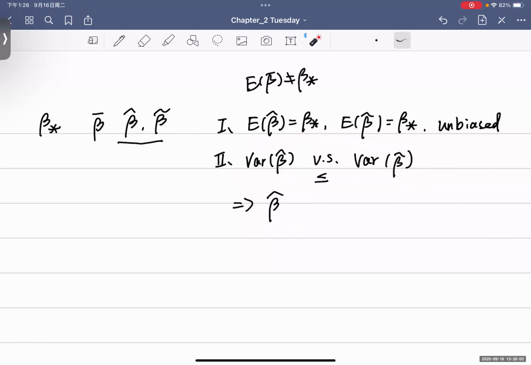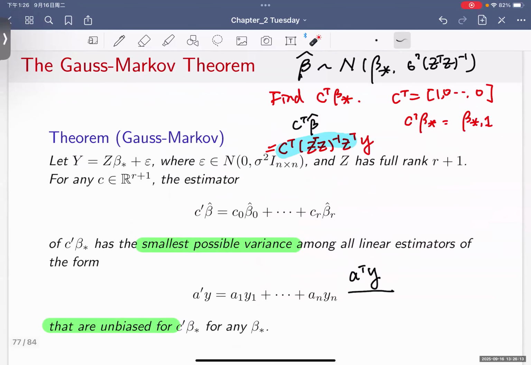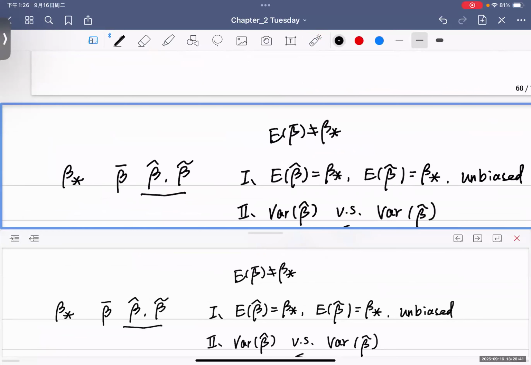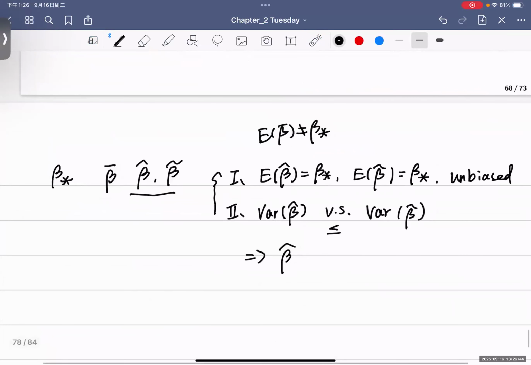Okay. So this is the key idea of how people identify a good estimator, and this result says that this one has the smallest variance compared with all other unbiased estimators. You can propose lots of unbiased estimators, but this one has the smallest variance. Therefore, this statement says that beta hat is the best estimator for beta star under these two criteria. Okay, maybe we just take a break. This is one type of criteria. In chapter 3, we will see another type of criteria.